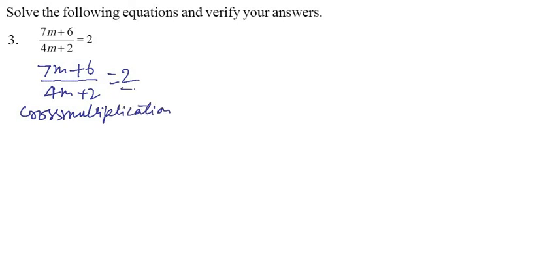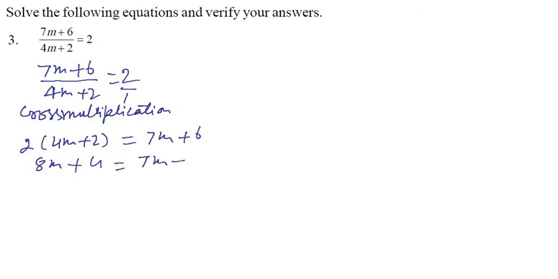Now what will happen? It is divided by 1. So it becomes 2 into (4m + 2), and here is the 7m plus 6 multiplied by 1, so it becomes the same. So 2 times 4m is 8m and 2 times 2 is 4, and here is 7m plus 6.